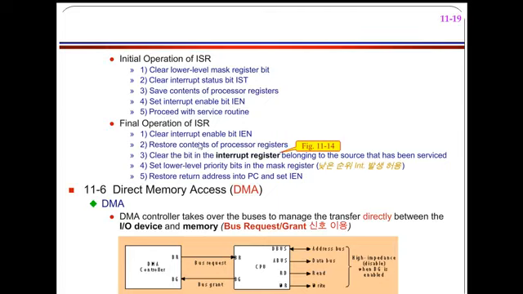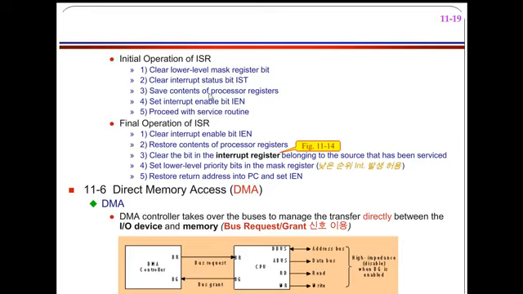The final operation is what? Clear the interrupt enable, restore the contents of the processor registers, clear the bit in the interrupt register belonging to the source that has been serviced, set the lower level bits in the mask register, restore the return address into the PC and set the IEN. These are two different steps.